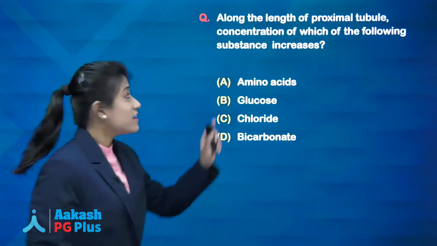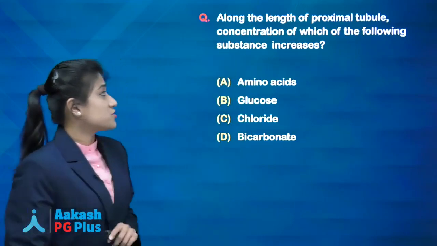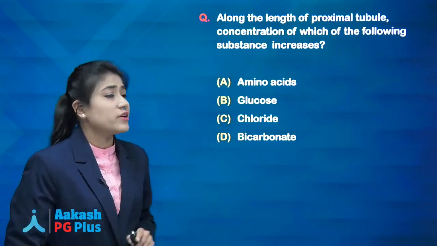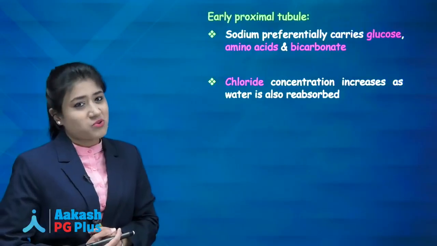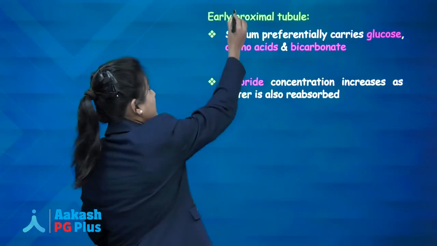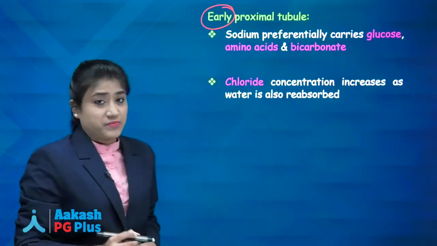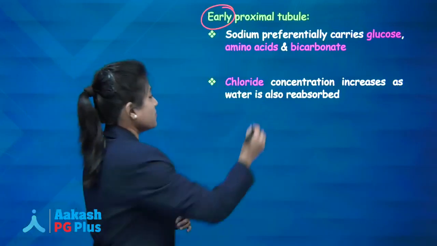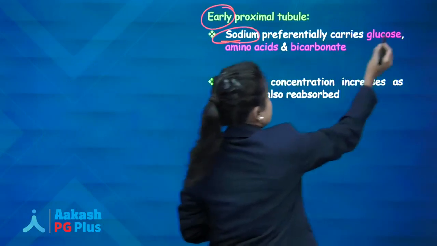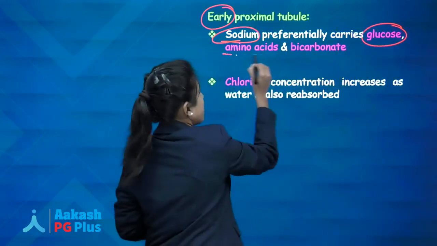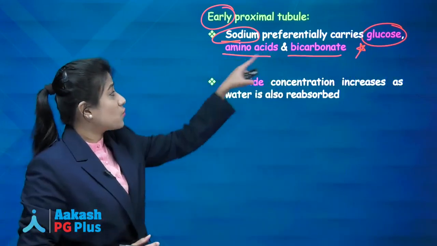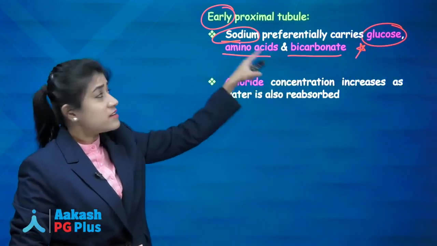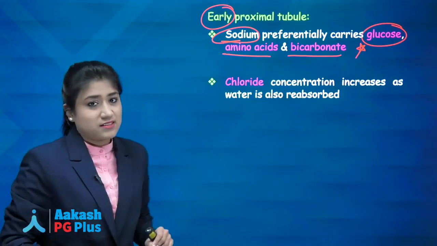Now, next question. Along the length of the proximal tubule, concentration of which of the following substances increased? First, we will talk about substances in the proximal tubule. Remember guys, in the early part of the PCT, in early proximal tubule, sodium preferentially carries glucose, amino acid and bicarbonate. Okay, sodium prefers glucose, amino acids and bicarbonate in early part of PCT.